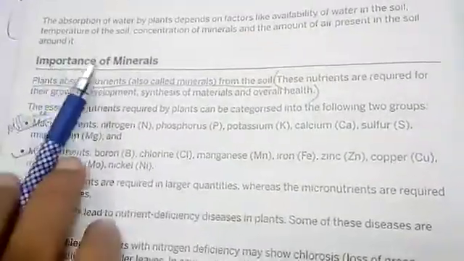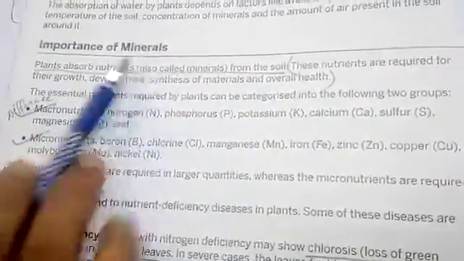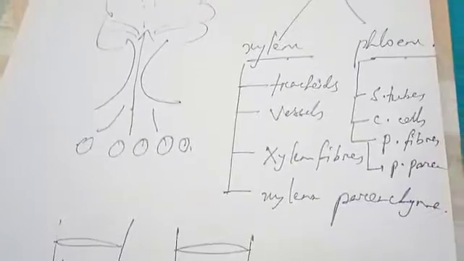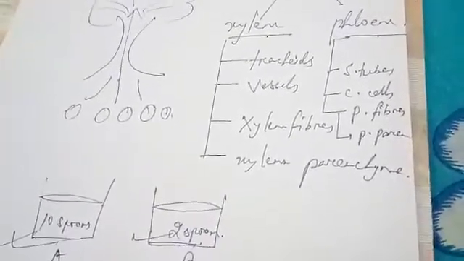Coming to the next one, let's see what's given next, children. We will turn the page now. The next important topic is the importance of minerals. I have told you that the water and minerals are absorbed by the plant. But what is the use of those minerals? Yes, children, the plants require these minerals for their growth. They require these nutrients for their growth and for their development.